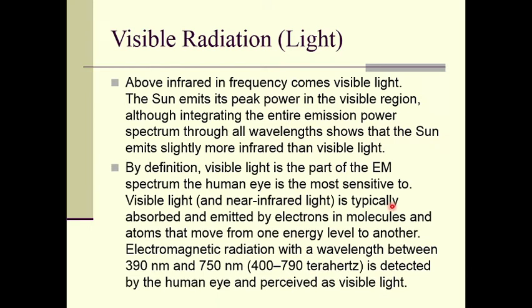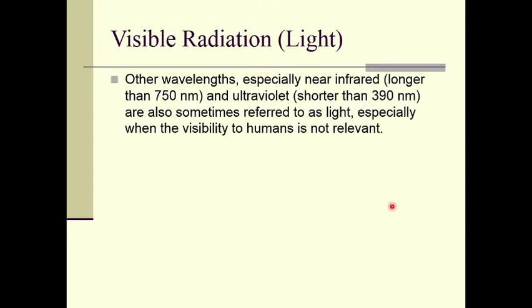By definition, visible light is the part of the electromagnetic spectrum the human eye is most sensitive to. Visible light and the near infrared light is typically absorbed and emitted by electrons in molecules and atoms that move from one energy level to another. Electromagnetic radiation with a wavelength between 390 nanometer and 750 nanometer, that means 400 to 790 terahertz, is detected by the human eye and perceived as visible light. Other wavelengths, especially near infrared, longer than 750 nanometer, and ultraviolet, shorter than 390 nanometer, are sometimes referred to as light, especially when the visibility to humans is not relevant.